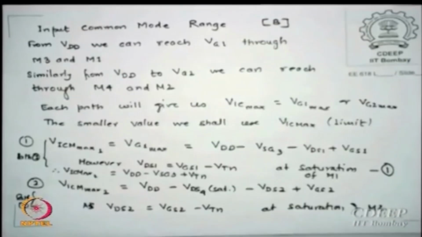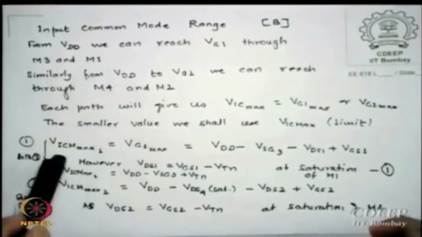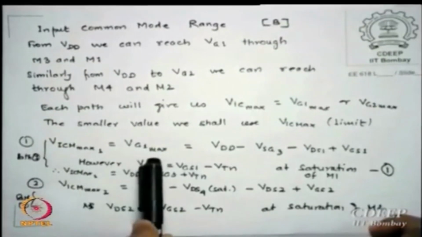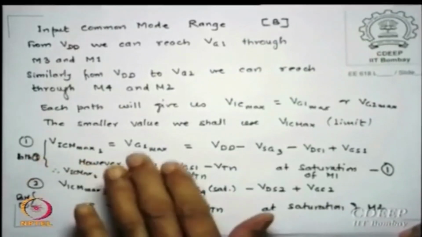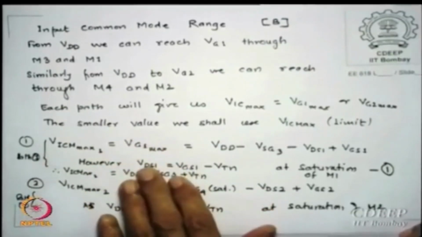That will be my range, because lesser, why should I choose? Because I am finding the limit up to which device will remain in saturation, is that correct? So I will figure out two VICMs, okay, and then I will say which one is smaller, that I will use. So here are the two ways of doing it. Path 1, which is VICM maximum 1 is VG1 max. Please remember what is the input common mode value, which is the input maximum value available to you, which allows device to remain in saturation.